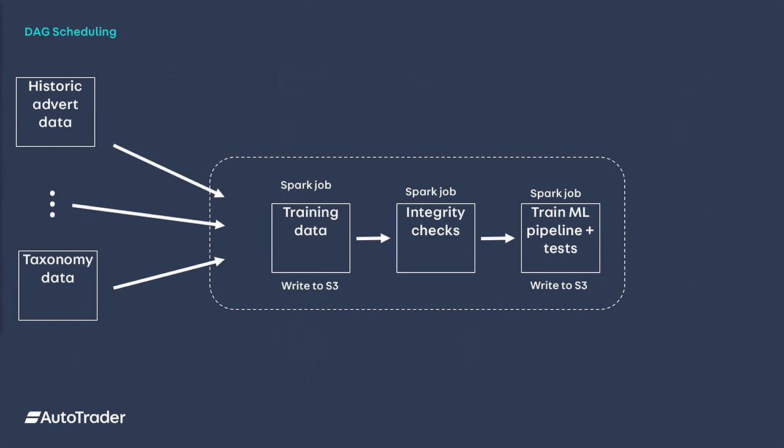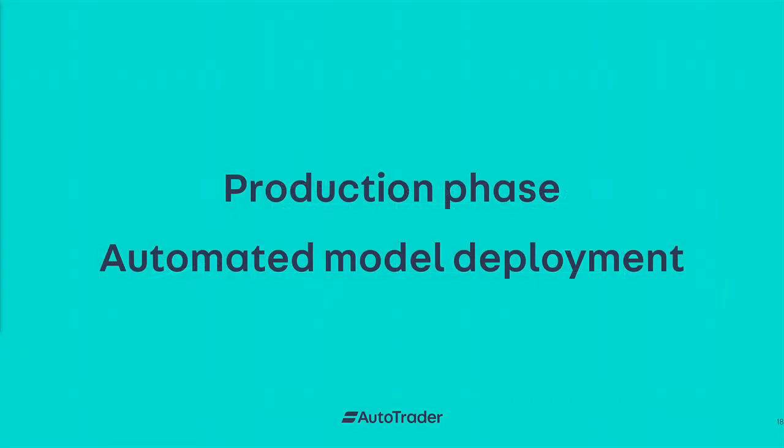Once that's produced, we trigger a Spark job to run some integrity checks against the data to make sure that it looks correct. And we compare it to the previous run of the model just to say, are the volumes of data correct? Are they broadly in line with what we've seen before? And then finally, we submit a Spark job to actually train the ML pipeline and run some tests against that fitted pipeline. Once that's done, we write the pipeline out to S3. Spark has native support for serializing an ML pipeline, and we write that straight to S3. So that's how we train the model. We've then got to deploy it.